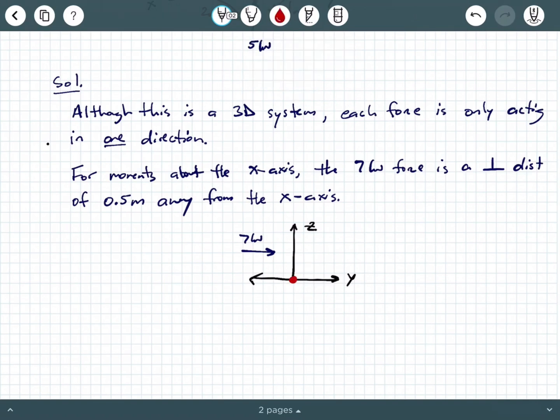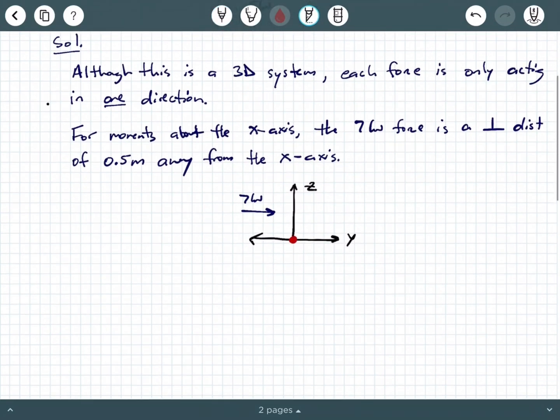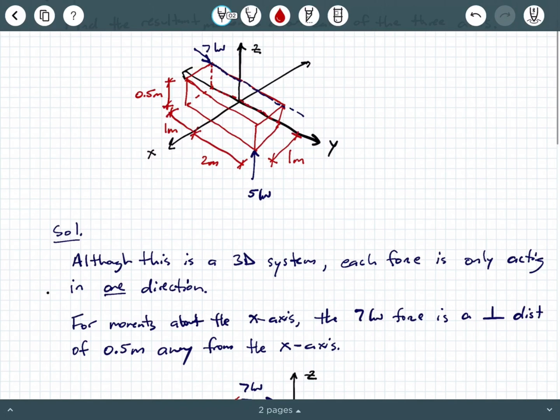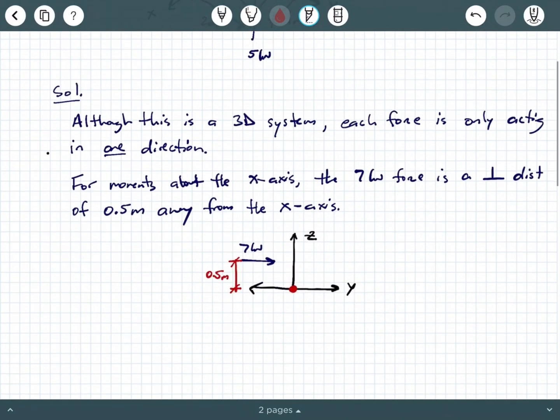Well, the x-axis is right here coming out of the screen at you, right? So this little red dot right here represents the x-axis, and in the 2D drawing, it's coming out of the screen or out of the page. So what distance away from the x-axis is that? There's your 0.5 meters, all right? What else is causing a moment about the x-axis? Well, how about this 5 kilonewtons, right? This 5 kilonewton force right here is also some perpendicular distance away from the x-axis, and that's equal to 2 meters.